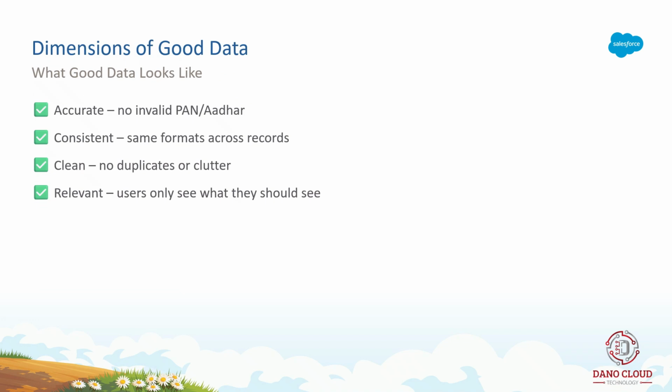Alright, let's move to the dimensions of good data. High quality data in Salesforce has four essential characteristics. First one, accuracy. There is no incorrect or invalid information. Second one, consistency. Uniform formats across the system. Third one, cleanness. No duplicates or unnecessary records. Fourth one, relevance. Users only see what they truly need. Every tool we learn today will help us achieve these four dimensions of clean data.